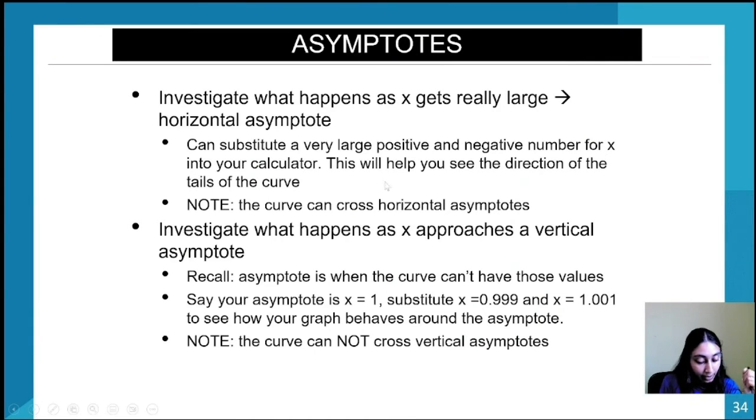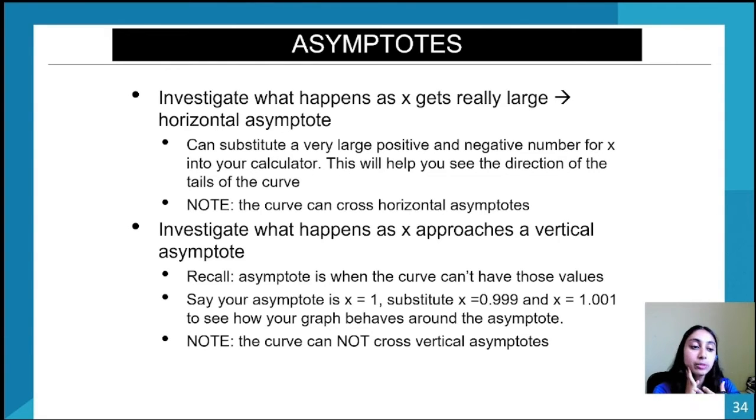Okay, now let's go into asymptotes. Asymptotes are a little bit of an odd thing. So what actually is an asymptote? Let's start with that. I'll give you a second to think about and write down a definition of what you think an asymptote is. I'll give you like 10 seconds or something. Awesome, I think that's about 10 seconds.